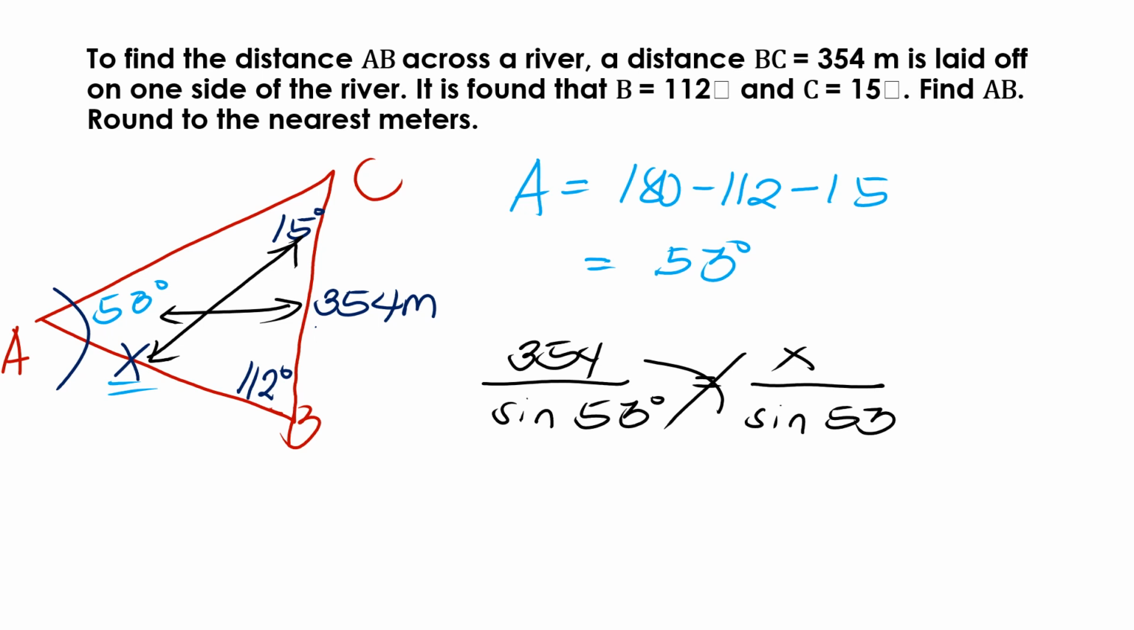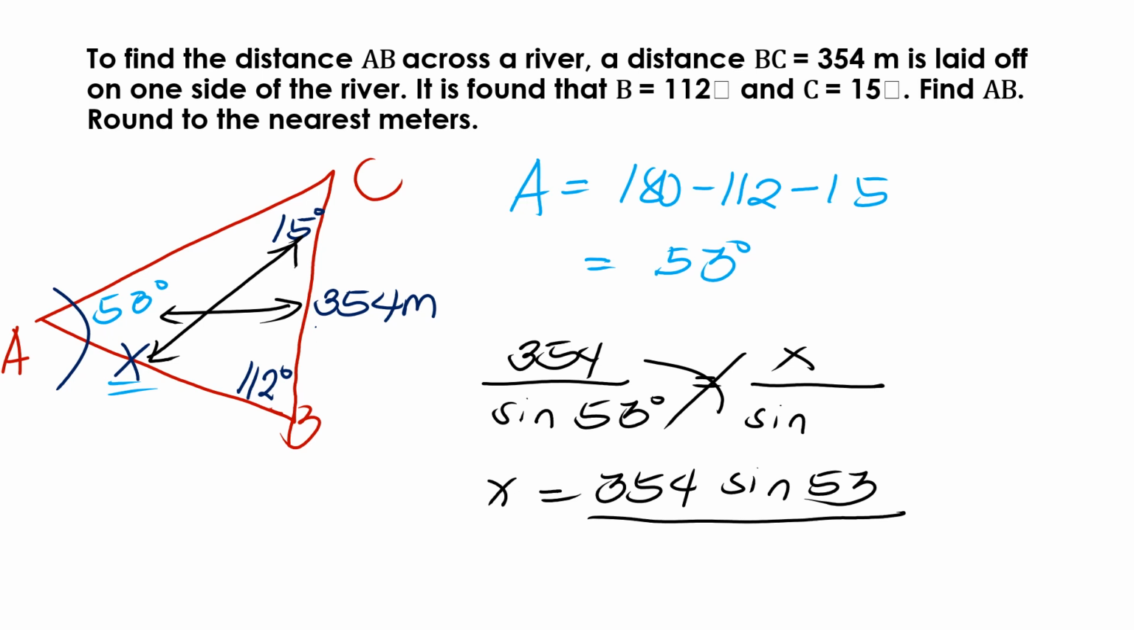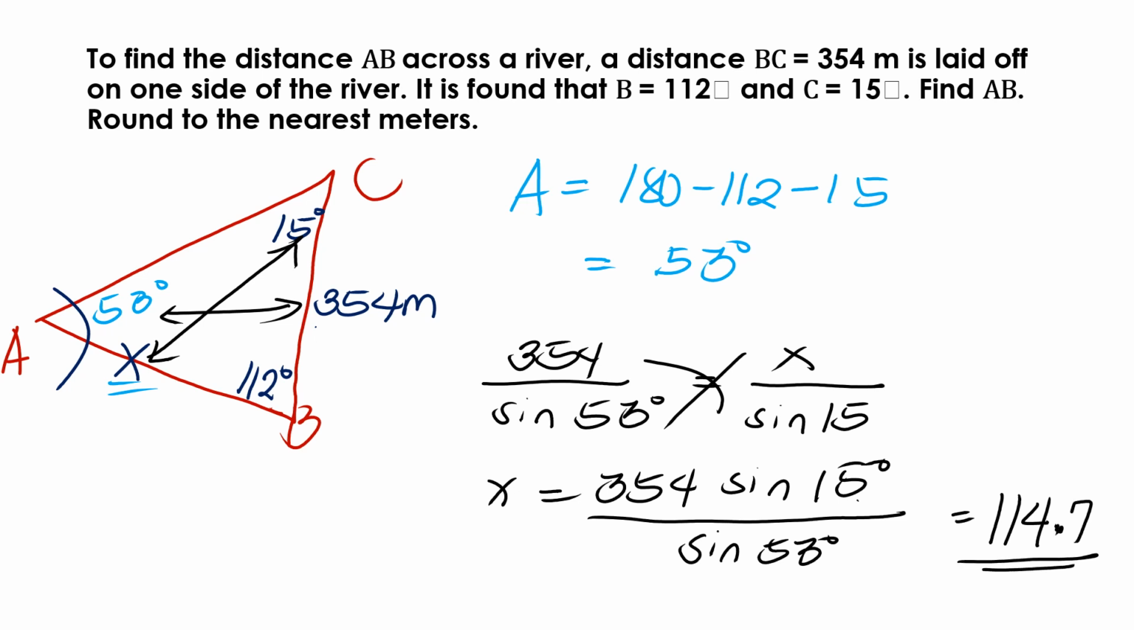Cross multiply, you're going to have the value of x is equal to 354 times your sine 53 all over, oh, I'm sorry, this must be sine 15. My mistake. So this must be sine 15 degrees. So this is sine 15 all over sine 53 degrees. And again, using your calculators, you're going to have 114.7 as the answer for that question.